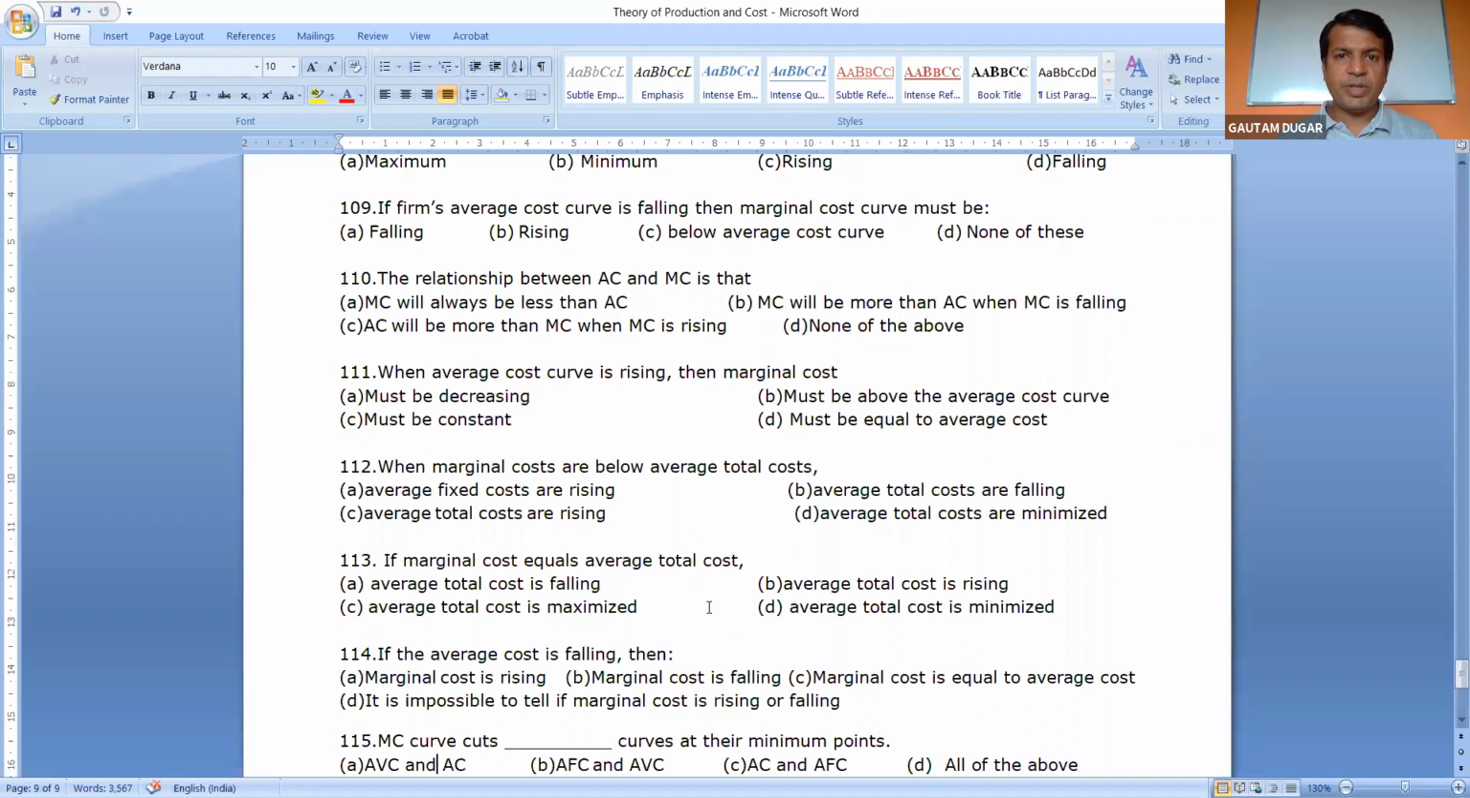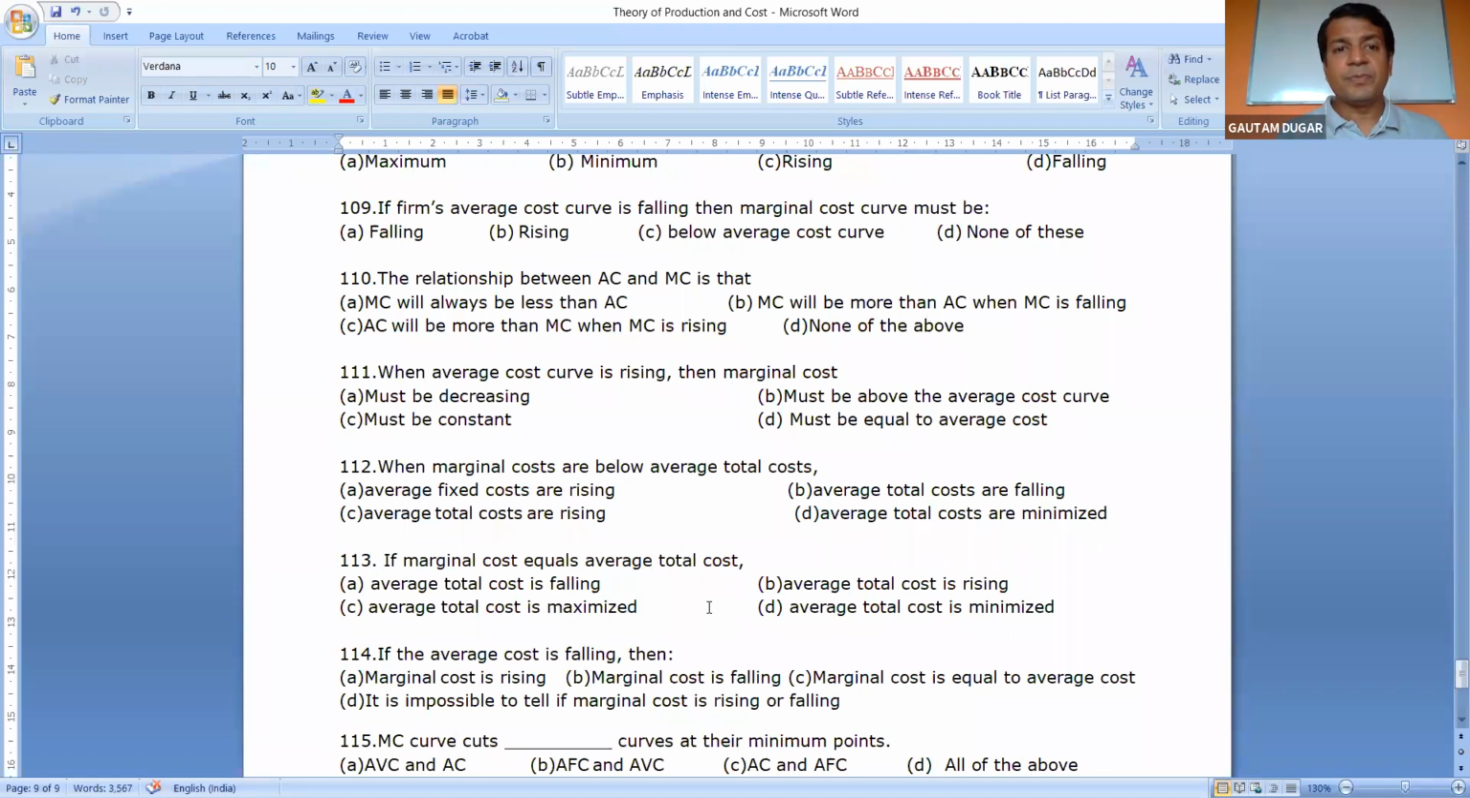The relation between AC and MC is that option A is not possible, right? MC will be more than AC when MC is falling. That's not possible. When MC is falling, then it is less than AC. So option B is also not possible, dear.